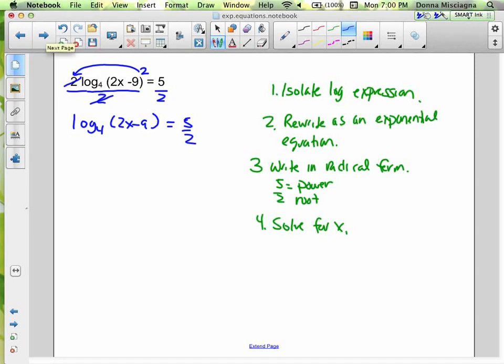Now we have log equals a number. So we're going to exponentiate. We're going to rewrite as an exponential equation. 4 is the base. Oops, I almost dropped my pen there. 4 is the base. 5/2 is the exponent. And this is the result. All right, so we have 4 to the 5/2 power equals 2x minus 9. If you have a fraction as an exponent, write it in radical form. The numerator is the power. The denominator is the root.